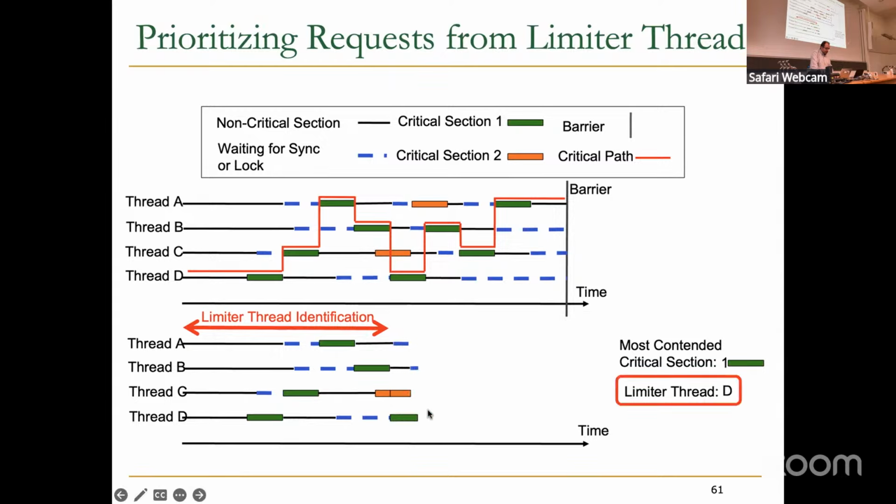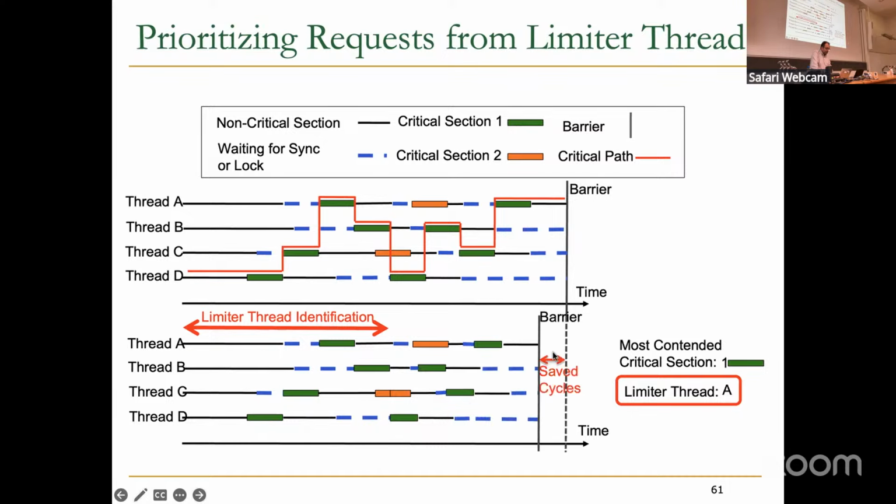And then the limited thread is changing. Now thread D is in the most contended critical section, so we prioritize that. Then thread B gets to that critical section, we prioritize that, and then thread C we prioritize, and then thread A we prioritize. And you can see that we essentially save some cycles for this application. Okay? Good.